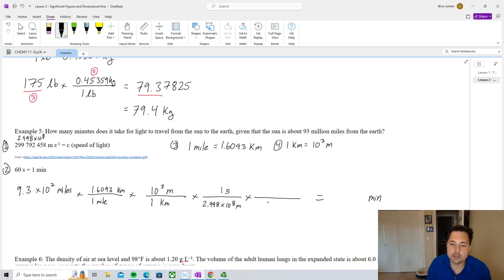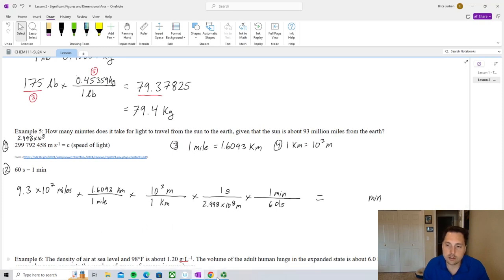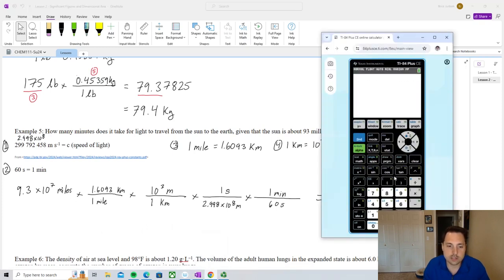And then how many minutes are there? Well, in 60 seconds, there's 1 minute. So here is all the work that we need to do to convert between the distance from the sun to the earth and how many minutes it takes for light to reach us. And let's plug all this in the calculator.